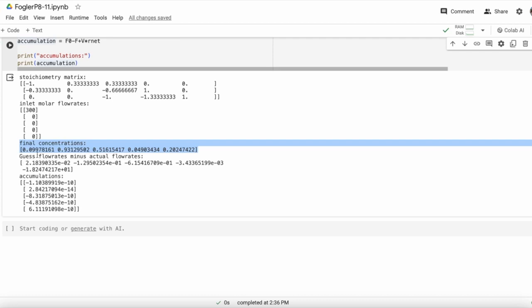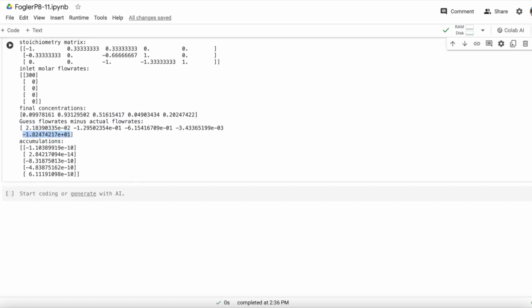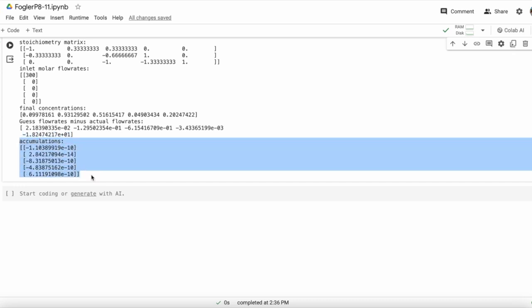These look pretty close to my guess values, except for this species E. Since I didn't know that value at first, I guessed pretty poorly, but as you see, we still got a solution. And then here I have the guess flow rates minus the actual flow rates. So as you see, most of these values are close to 0 with the exception of species E, given that I was not very good at guessing that. Finally, these are the accumulations. As you see, they're all on the order of 10 to the minus 10 or even smaller than that. That's close enough to 0 in my eyes, which says that this is a successful solution.